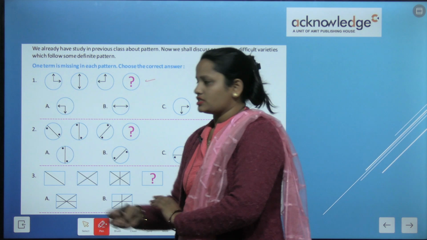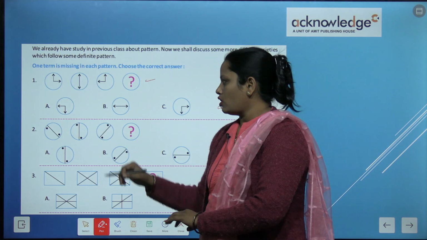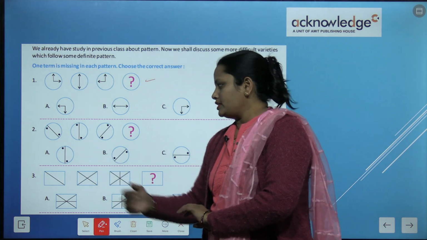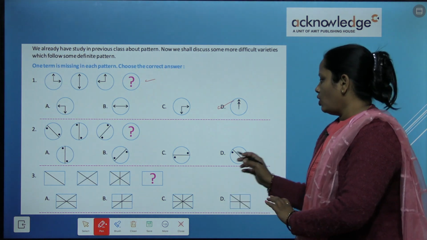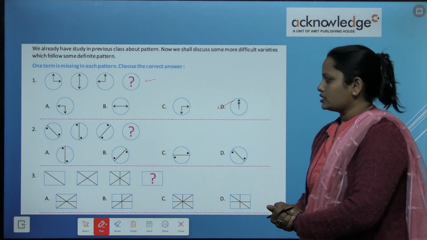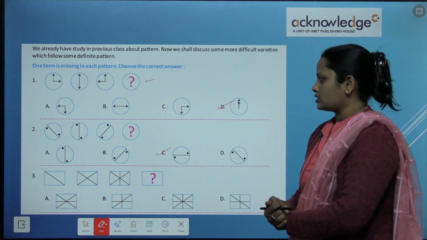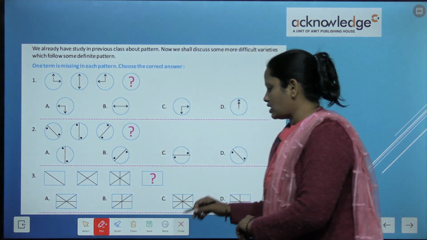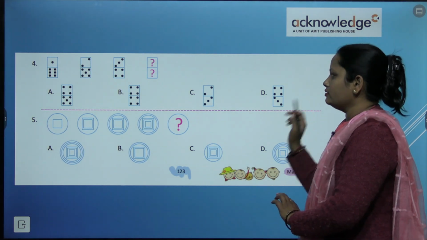Here you can see one slash is there and 2 dots. Again, it's straight and 2 dots. Again, it's slanting, 2 dots. So what will come here? Will it be straight? Will it slant? Will it be like this? Or will it be like this? So here, what do you think? Which one is correct? So yes, this C part is correct. Now similarly, you have to find the answer of the rest questions that are given here. These questions are to be done by yourself.